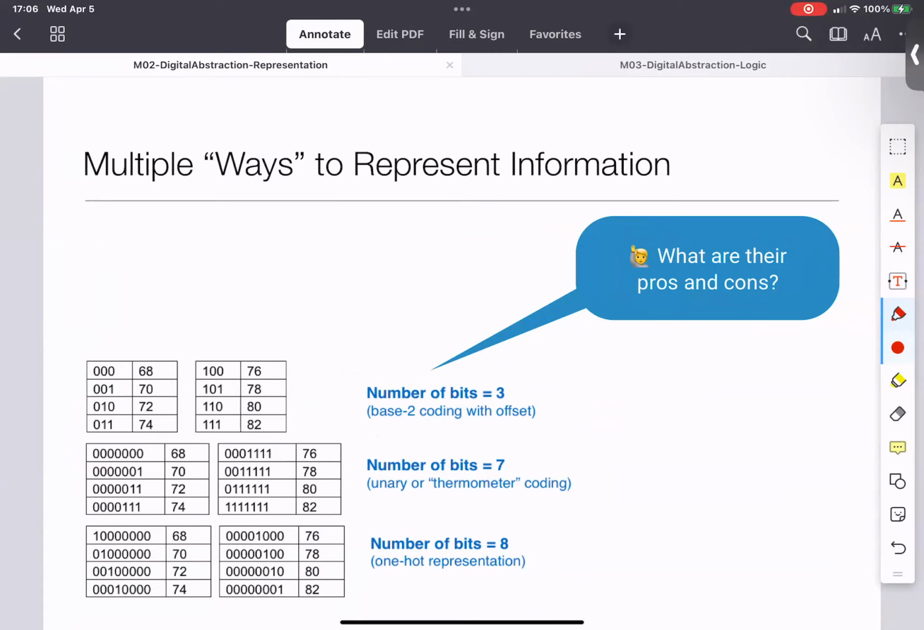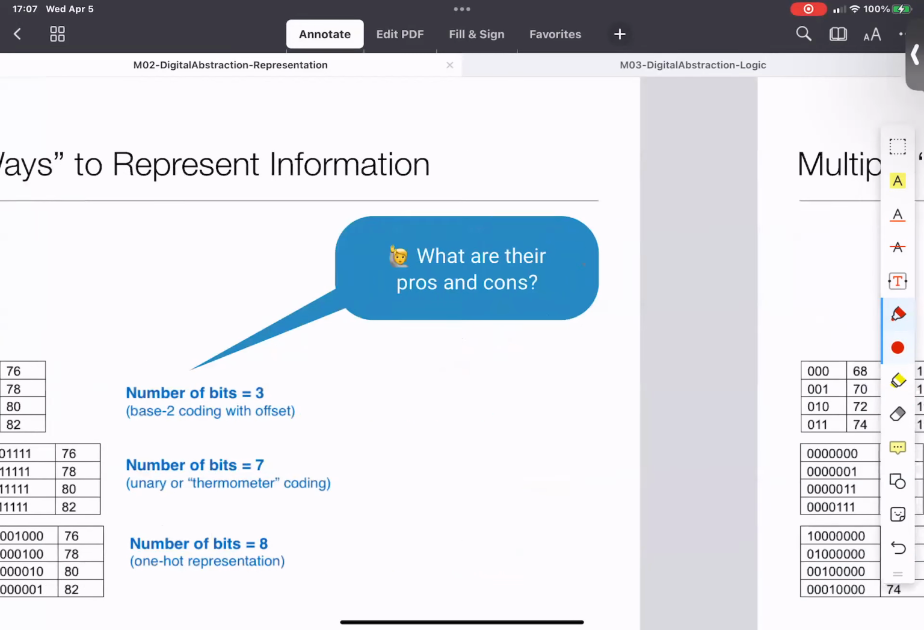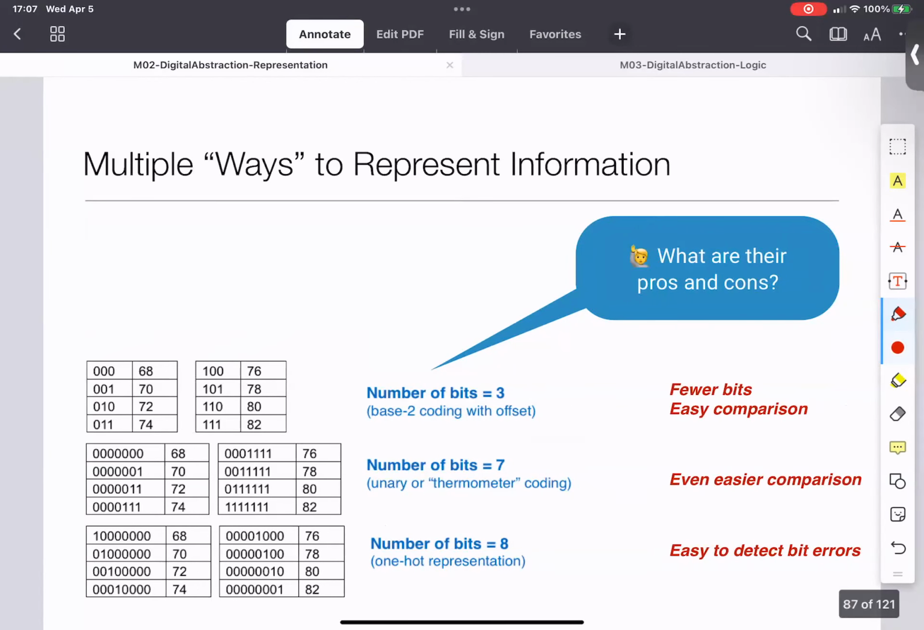There's nothing terribly deep about these representations. A lot of times their pros and cons are kind of obvious, but one needs to reflect. Don't just jump onto a representation, because it can make subsequent tasks easy or hard. So for example, fewer bits, more bits, even more bits, easier to compare, even easier to compare, and here easier to detect bit errors, and so on and so forth.